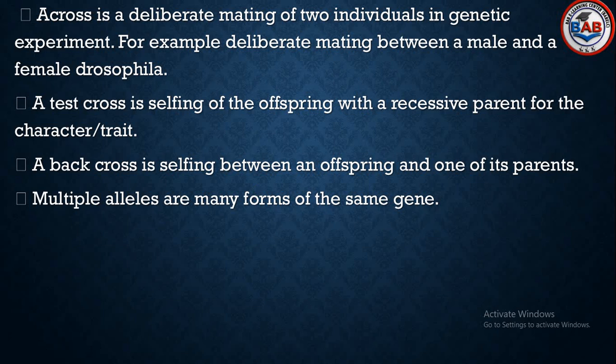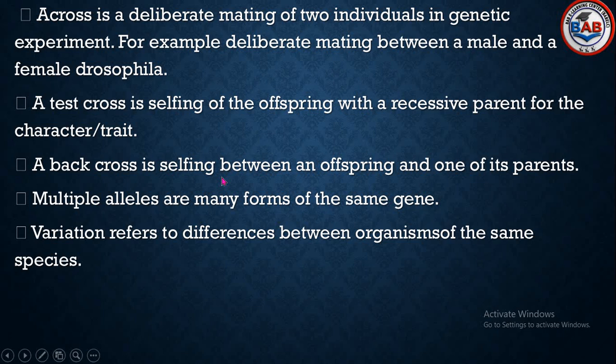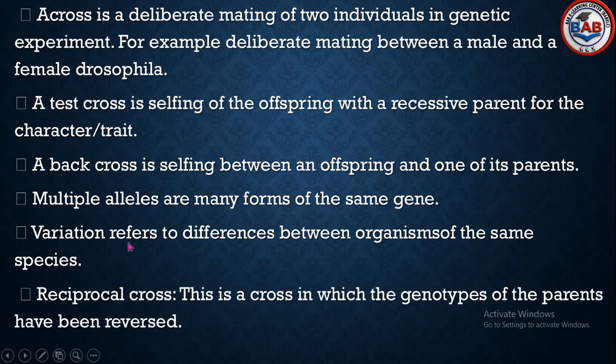Multiple alleles are many forms of the same gene. Variation refers to differences between organisms of the same species. Reciprocal cross. This is a cross in which the genotypes of the parents have been reversed.